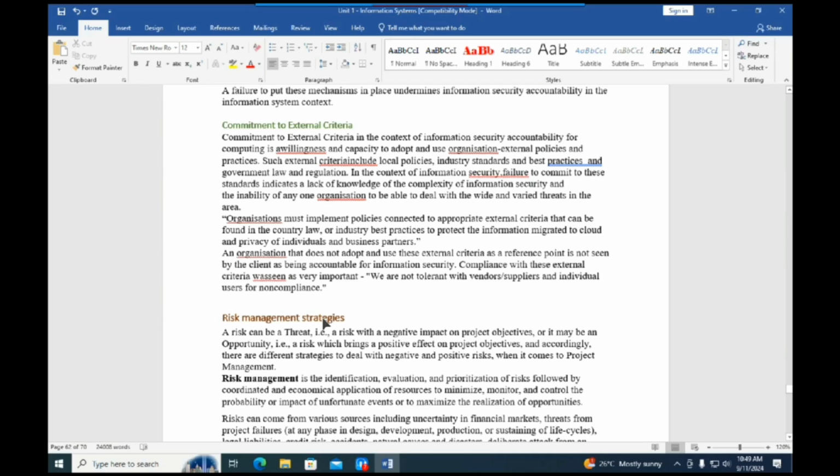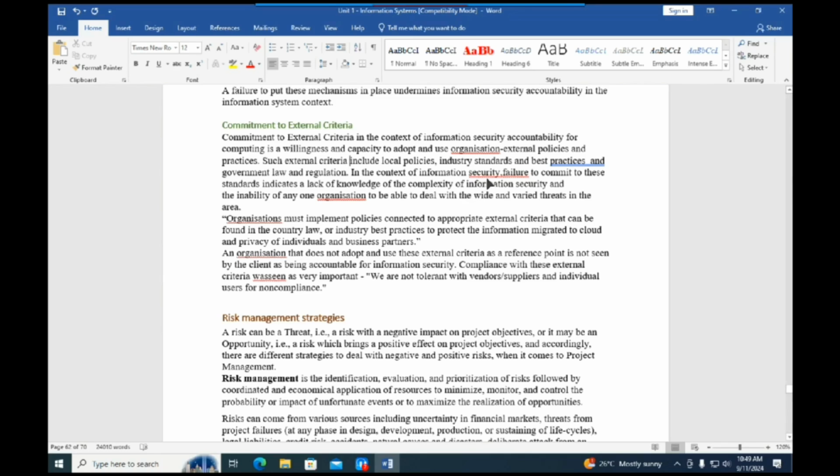We have commitment to external criteria. In the context of information security accountability for computing, when we talk about commitment to external criteria, we are talking about a willingness and a capacity to actually adopt and use the organization's external policies and practices. For example, the external criteria include things like the local policies, the industry standards, the best practices, and government law and regulation.